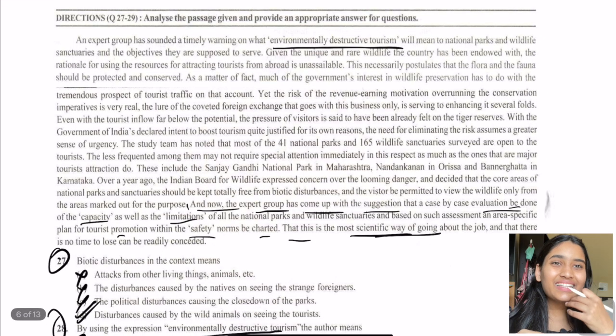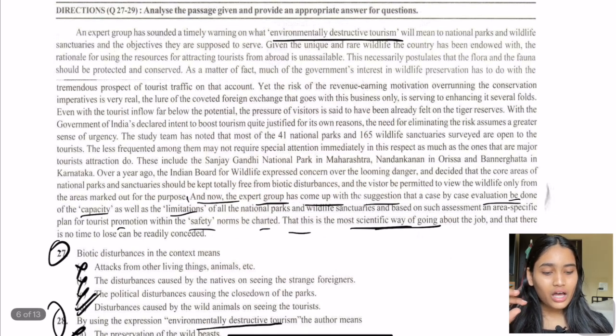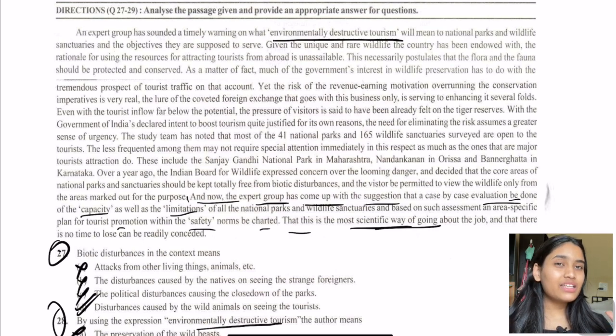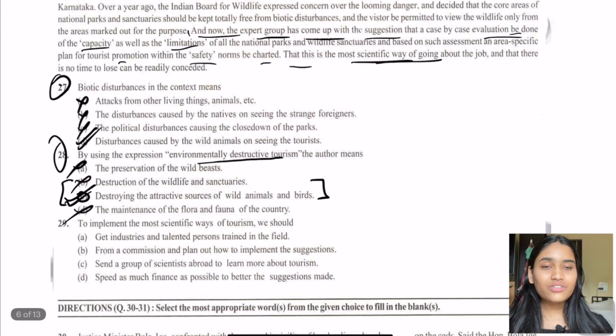Okay, so let's think about what we just read. Basically, it is telling us about a suggestion and how we can have a balance between tourism as well as conserving our wildlife. That is, we evaluate each and every wildlife sanctuary and park, and we see its capacity as well as its limitation to evaluate if tourism is safe in that area or not.